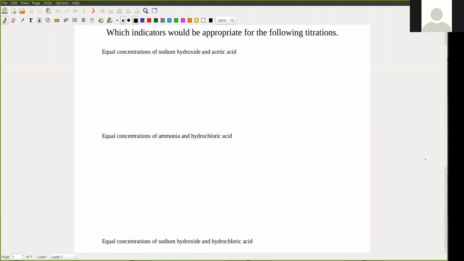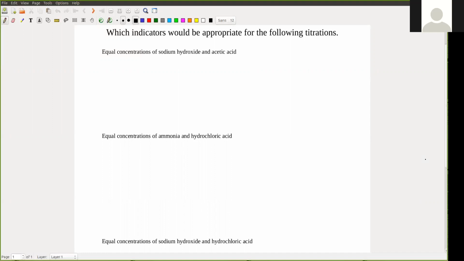And today we are looking at pH indicators, deciding which indicators are best for which situations. So, in our first case, in each case, we have equal concentrations. That makes it a little easier to visualize what's going on. And so, in case number one, we have sodium hydroxide and acetic acid. That's a strong base with a weak acid.